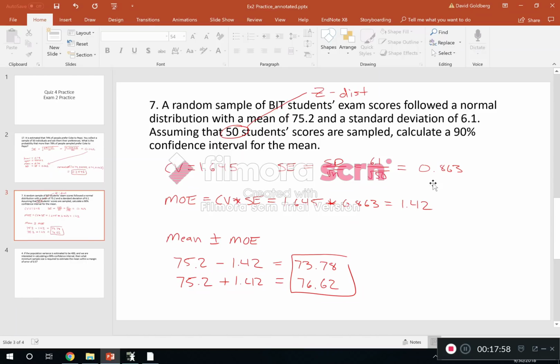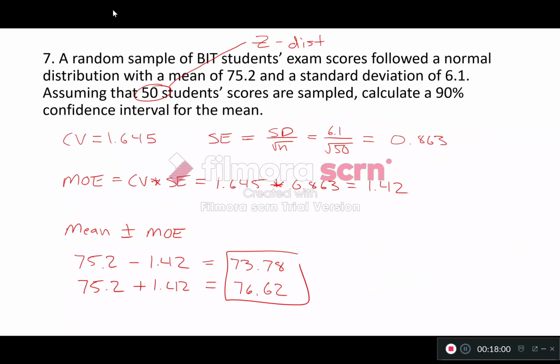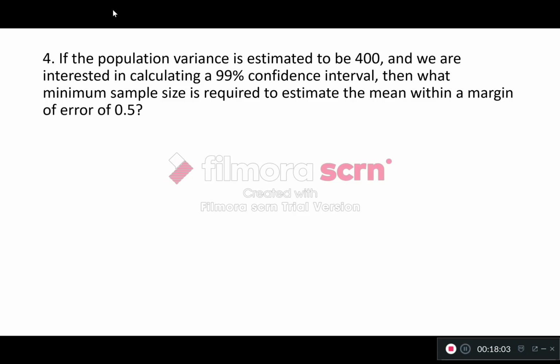Heading back to the slides, we've got one more problem to do to get ready for the quiz, and that'll be the last one for this review video. This last problem is a minimum sample size question. We want to do a confidence interval for the mean, but we don't have a data set yet. So we're interested in how big a data set, how many values we need to sample, in order to properly estimate our confidence interval for the mean. We think the population variance will be about 400, and we want to calculate a 99% confidence interval. In that case, what is the minimum sample size that we need to estimate the mean with a margin of error of 0.5?